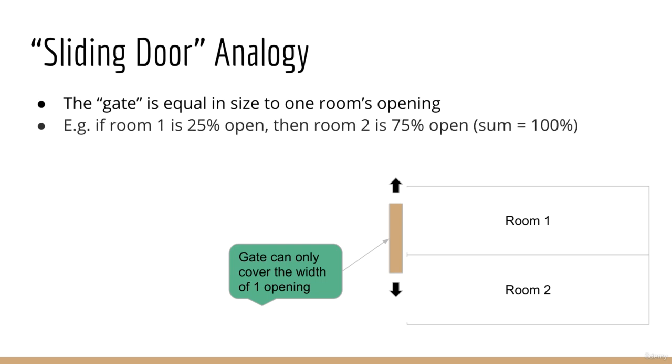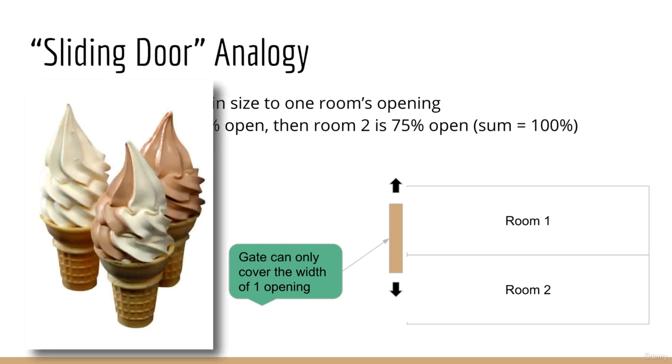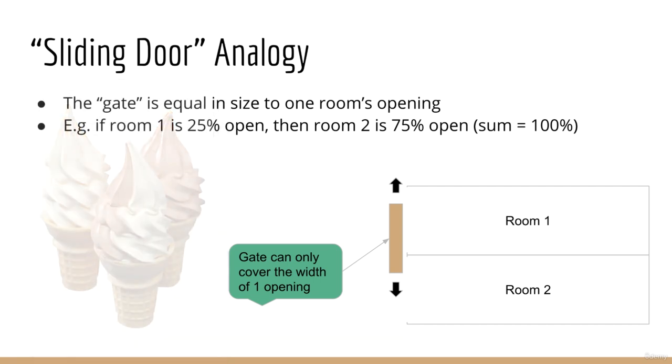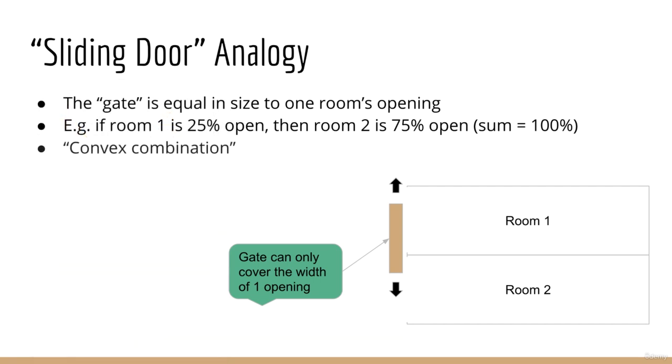In other words, if one opening is 25% clear, the other opening will be 75% clear, and they always sum up to 100%. So picture this like an ice cream maker that can give you some mixture of chocolate ice cream and vanilla ice cream. Maybe you like chocolate ice cream more, so you choose 90% chocolate and 10% vanilla, sliding the gate to the appropriate point to achieve this. Note that in practice, this is called a convex combination. You can also think of it like a soft mixture or soft selection.